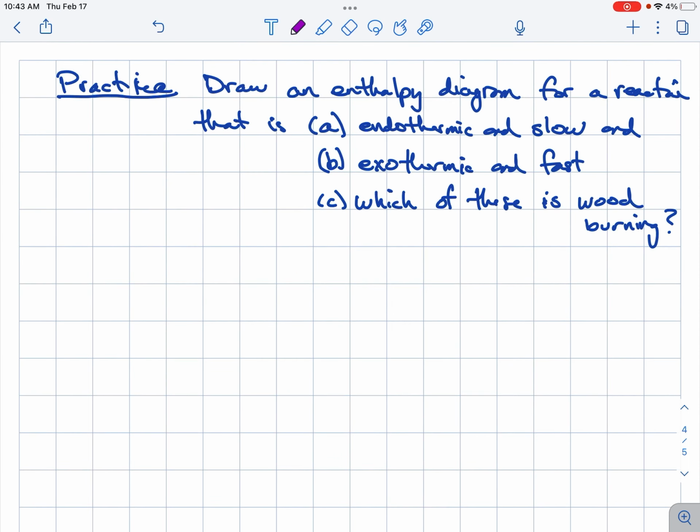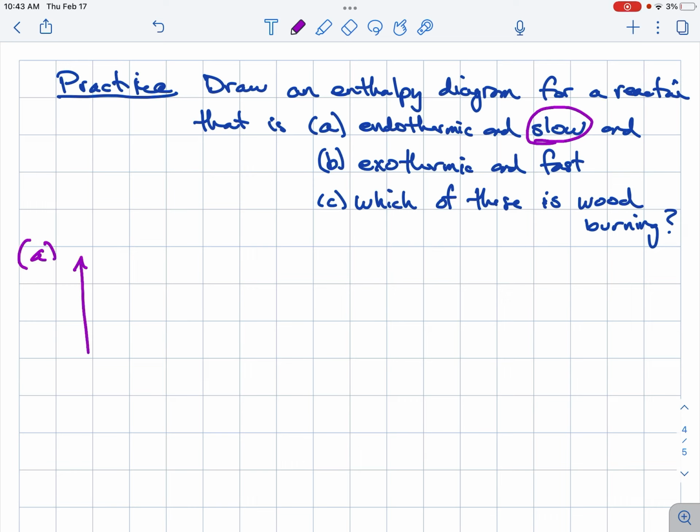All right, anyway, I want you to pause the video and try this practice problem. I'd like you to draw an enthalpy diagram for a reaction that's endothermic and slow, and exothermic and fast, and which one of these would correspond to wood burning. One thing I guess I didn't say is the bigger the activation energy, the slower the reaction will go, because fewer molecules have enough energy to react, okay? So when we talk about a slow reaction, we want a large activation barrier, a large activation energy. So go ahead and pause the video, draw those on your own paper, then restart and I'll go over it.